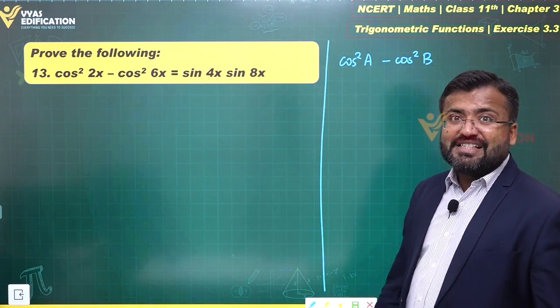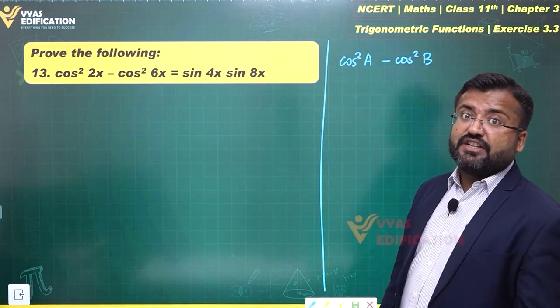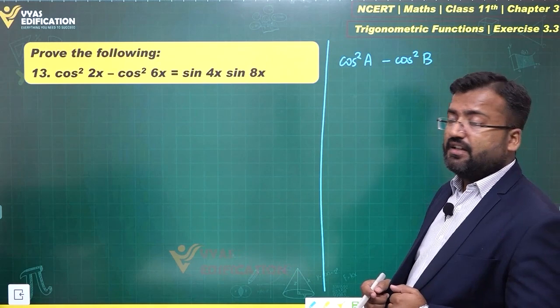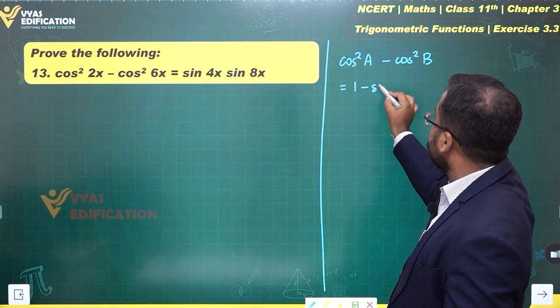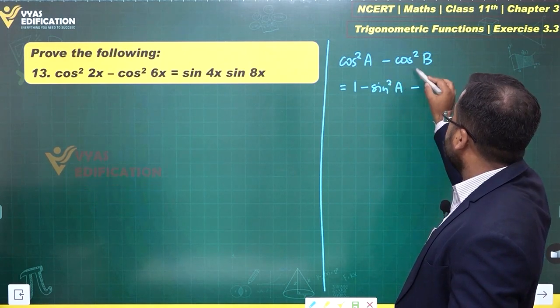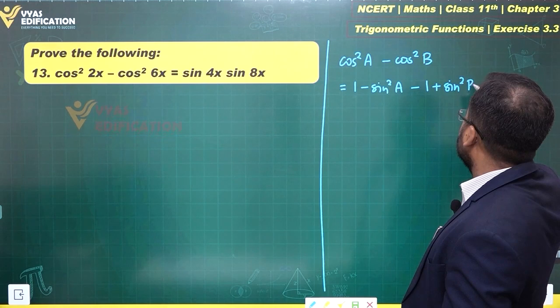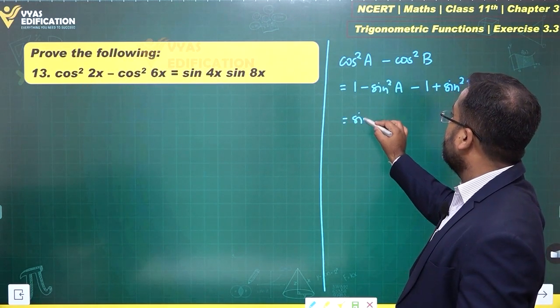Can you observe that this is similar to the previous question, in the solution of which I discussed sin square a minus sin square b, yes? And this is pretty much similar to that. This cos square a can be done as 1 minus sin square a, and this cos square b can be done as 1 minus sin square b. So this actually becomes sin square b minus sin square a.